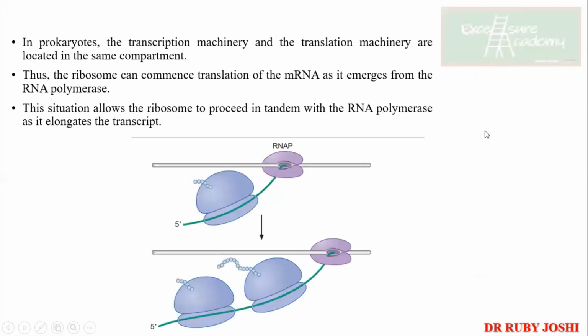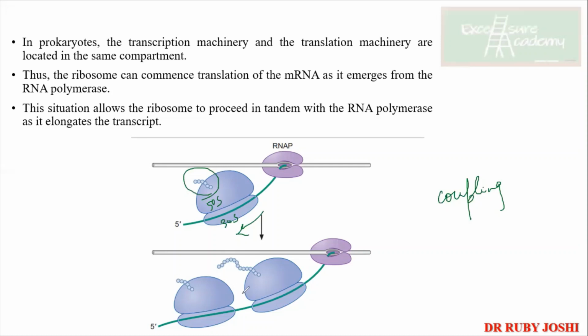Now, in prokaryotes, the transcription machinery and the translation machinery are in the same compartment, and that's why they can get coupled. So what does coupling mean? This is also called transcription-translation coupling. As the 5' end of the mRNA is coming out, the moment it is out, the 30S subunit will come and start scanning, and then the 50S subunit will come, the entire ribosome, and they can start forming the polypeptide chain.